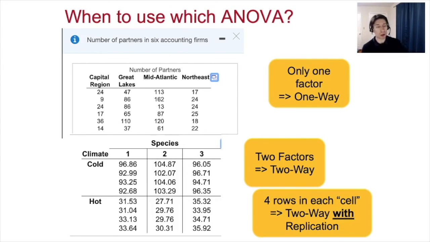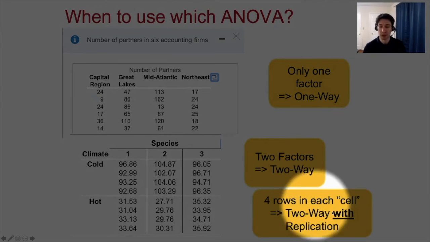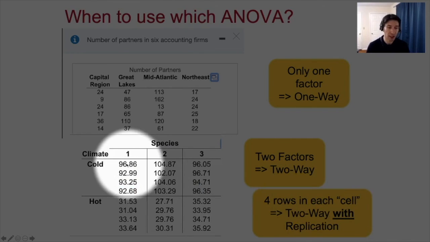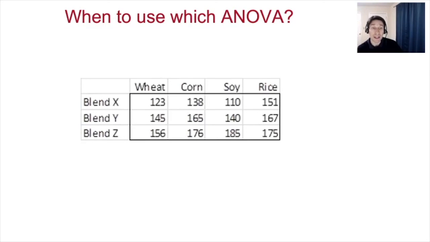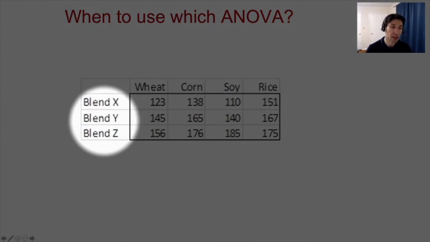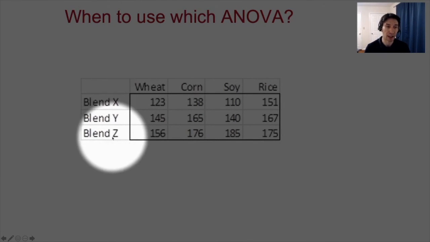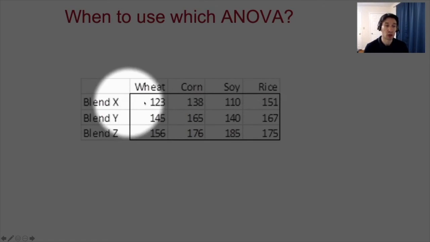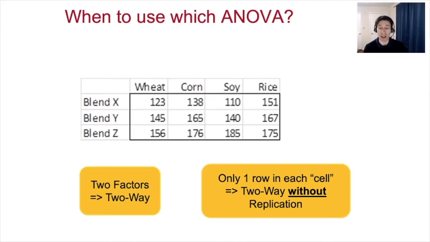And again, almost always you will have to do something called the two-way with replication because you will virtually always have multiple observations within each cell. Here's an example where that is not the case. You have blend X, blend Y, blend Z, 4 types of grains, but in this case, you do not have multiple values per cell, and so it's a two-way without replication. But this will not happen often.